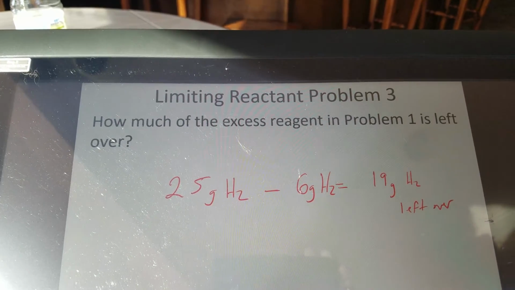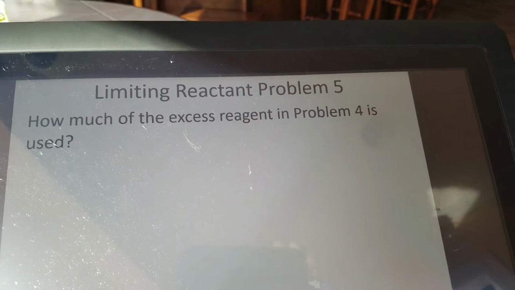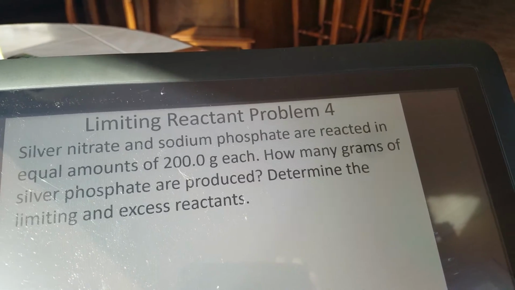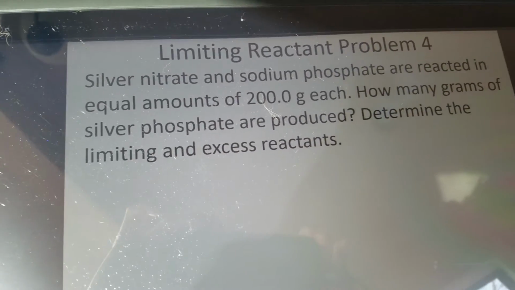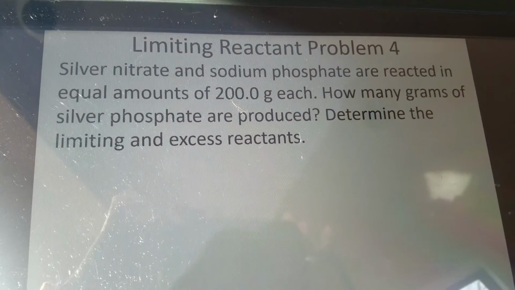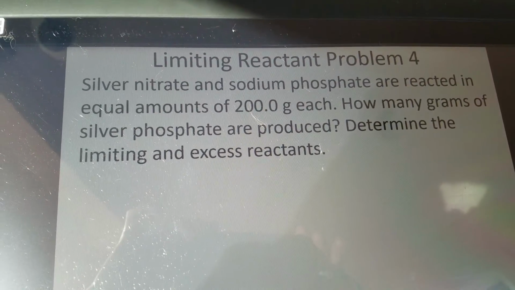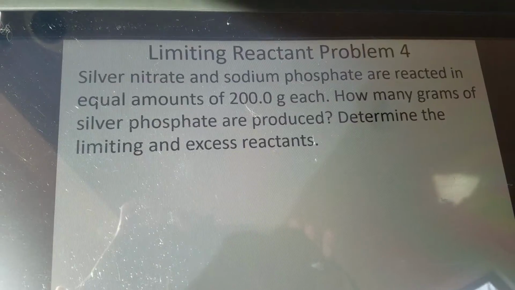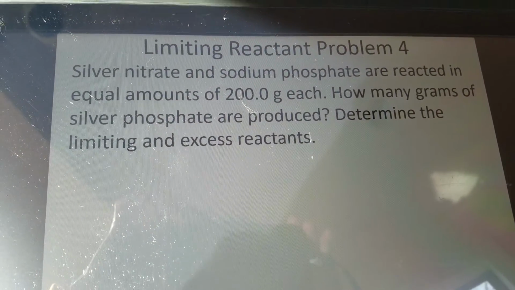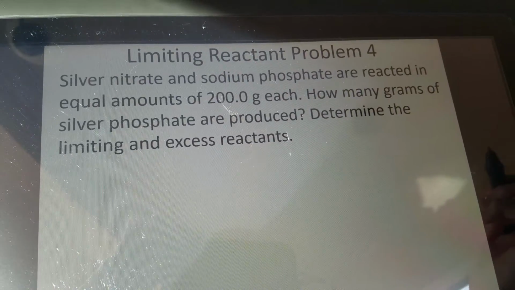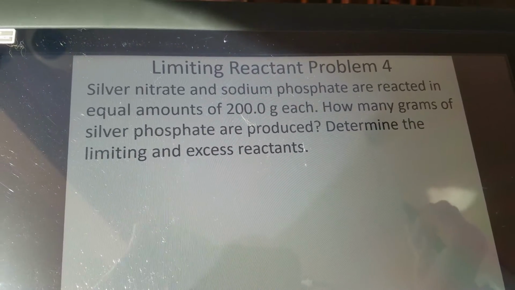All right, let's look at one more of these. All right, this problem says you have silver nitrate and sodium phosphate reacting in equal amounts of 200 grams each. How many grams of silver phosphate are produced, and determine the limiting and excess reactant. So to do this particular problem, I've got to do 2 stoichiometry problems. But before I can do that, if it's a reaction stoichiometry, then I have to write a balanced equation.